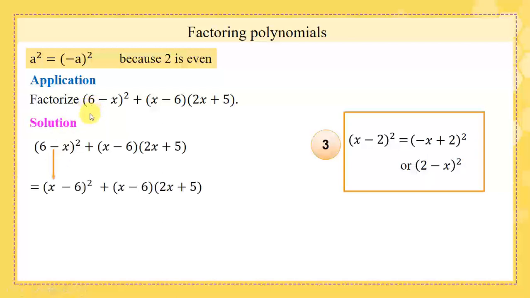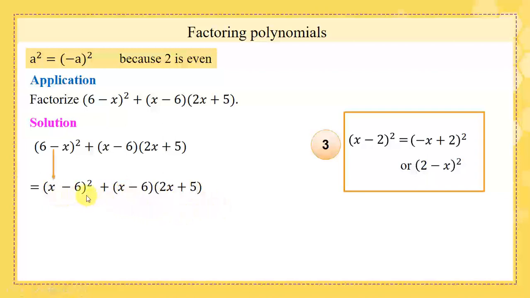Solution. 6 minus x is the opposite of x minus 6. Since (6 minus x) is written as a perfect square, (6 minus x) squared is equal to (x minus 6) squared. Without any change in sign, the squares of two opposite numbers are equal.